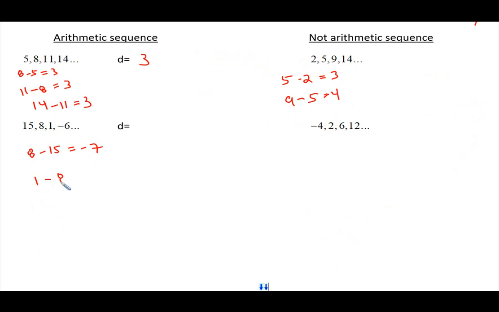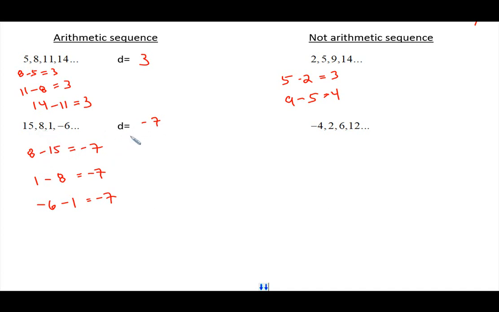If I do 1 minus 8, I end up with negative 7 again. If I do negative 6 minus 1, once again I get negative 7. So this would be an arithmetic sequence right here, and the common difference would be negative 7, right? So if the common difference is negative 7, this is what we add to get the next number. So you notice 15 plus negative 7 gives me 8.